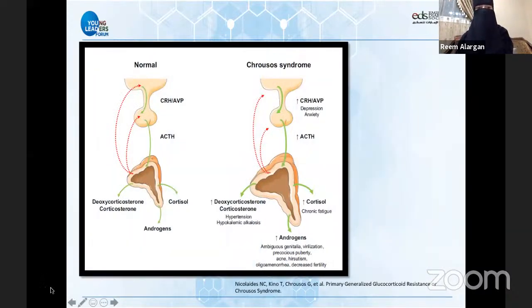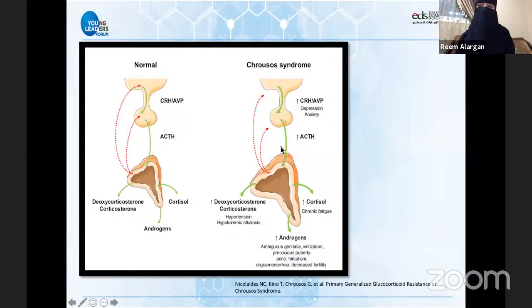So this is the normal response in the hypothalamic-pituitary axis. We know that CRH is secreted from the hypothalamus and stimulates the pituitary gland to secrete ACTH, and that will stimulate the adrenal gland to produce cortisol, and that will have negative feedback on the hypothalamus and pituitary.